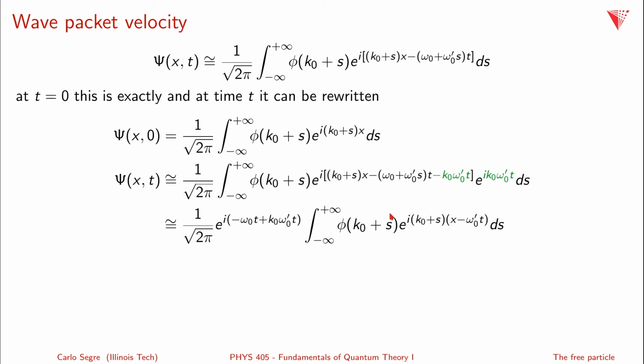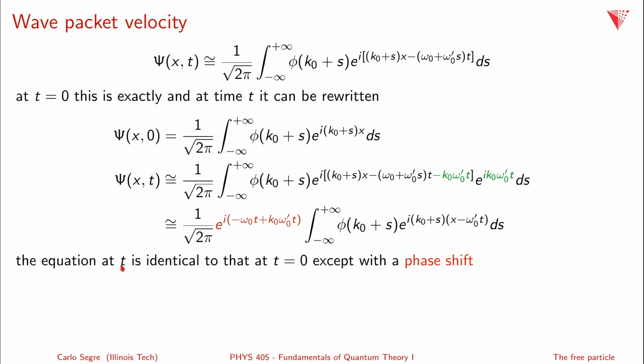Right. And so I get phi of k sub 0 plus s. And now I've changed the variable up here to e to the i k sub 0 plus s times x minus omega prime sub 0 t ds. So I have the two terms that are in terms of this variable here, k sub 0 plus s instead. But now notice what I've done is I've changed from x, which I had before, to x minus omega prime sub 0 t.